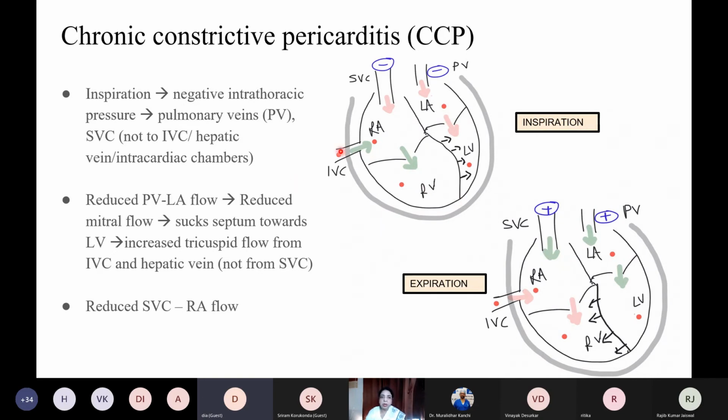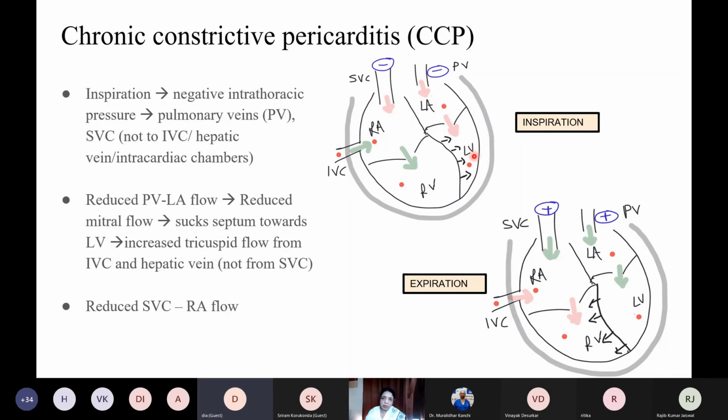Whenever there is inspiration, there is negative intrathoracic pressure, which is shown in the pulmonary vein and SVC in constriction, but all other chambers cannot reduce their pressure with inspiration. Try to understand this. So there is negative pressure in the pulmonary vein and negative pressure in the SVC with inspiration. Here there is already positive pressure, so there is less flow. Red is less flow and green is more flow. So there is less flow from the pulmonary vein to the left side. So consider the left side now. On the left side there is less flow.